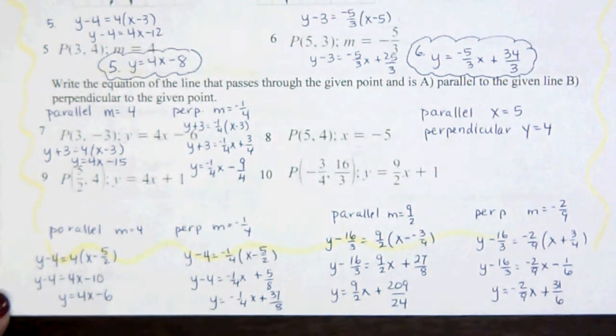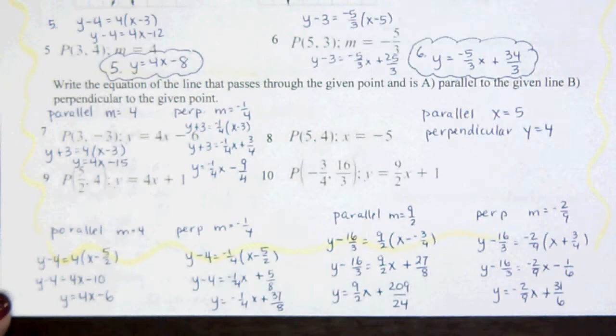So just a quick review, parallel lines are two lines that are coplanar and do not intersect. They have the same slope, but different y-intercepts. Perpendicular lines are coplanar lines that do intersect, and their slopes are opposite reciprocals.